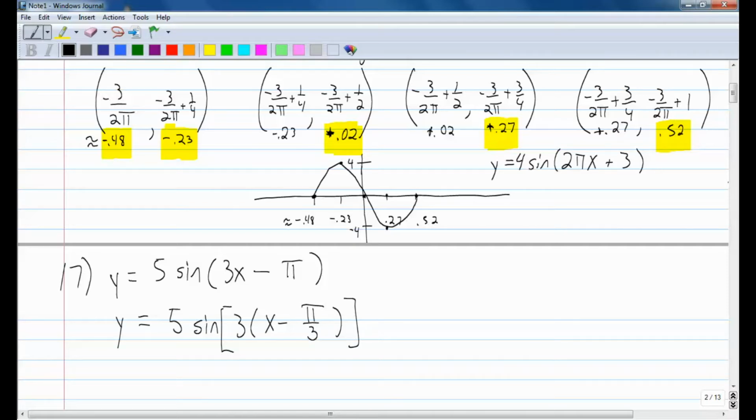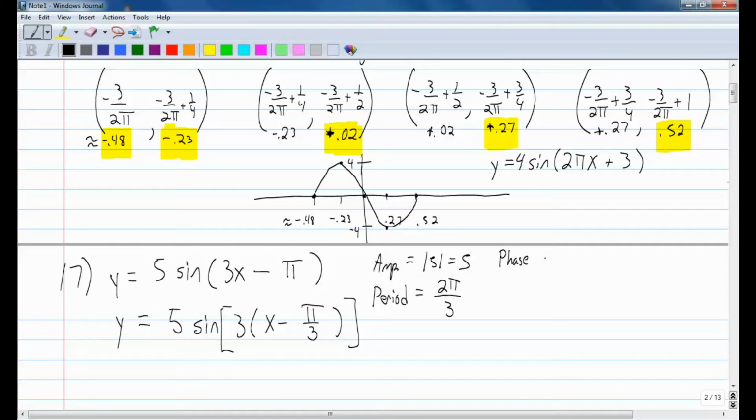Alright, let me go back and show you what I did. I factored the 3 out, so that leaves me with x. This last term here is pi, so I can't factor a 3 out of that. The way that I adjust that is I divide it by the 3 that I'm factoring out. Now, I can tell that the amplitude is 5. The period, 2 pi divided by whatever I factored out, so 2 pi divided by 3.